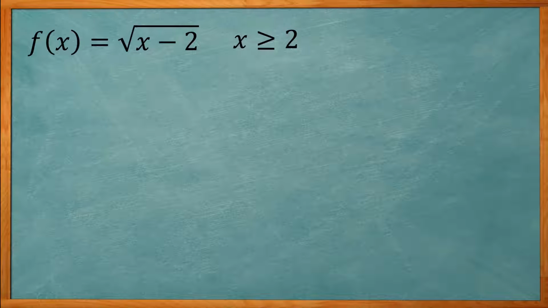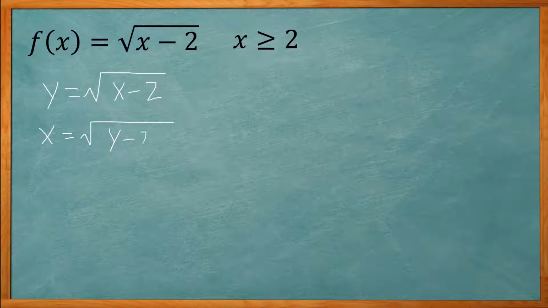So again, I'm going to change f of x to y. So we get y equals the square root of x minus 2. Now I'm going to switch the x and y values. Okay, so now I got the y underneath the square root. Now to get rid of the square root, I need to square both sides. That gives me x squared equals y minus 2.